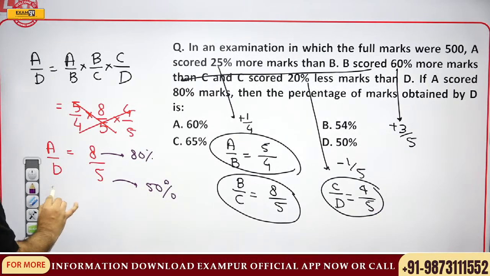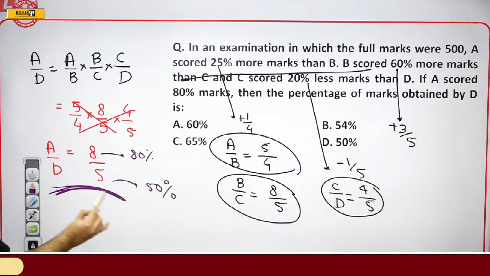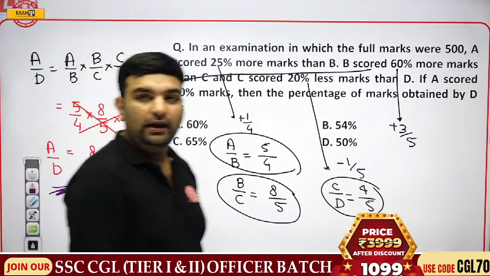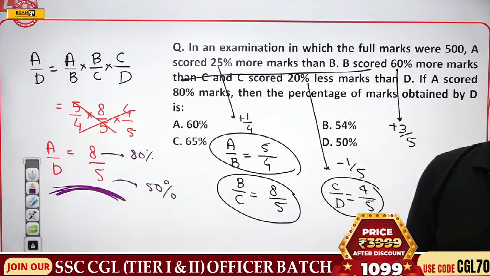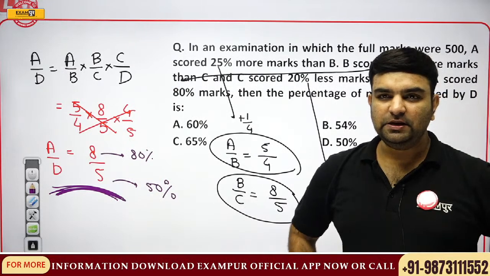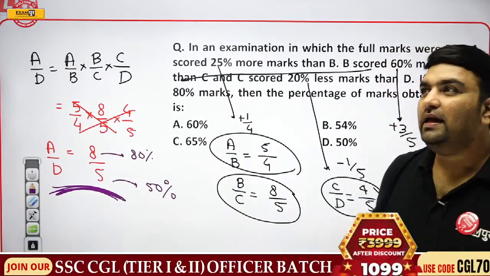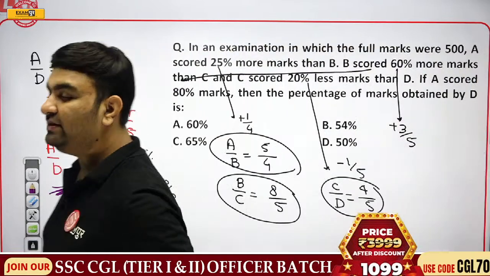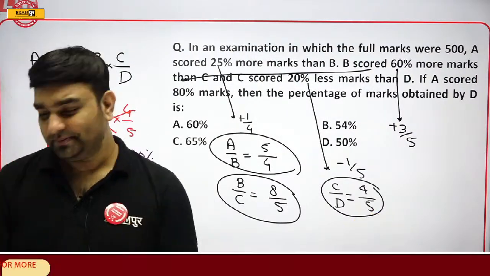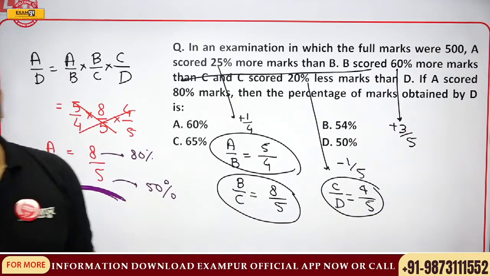Because A and D will score in the ratio 5:8. If 8 is given as 80%, then 5 is 50%. Perfect. Clear? Clear cut?